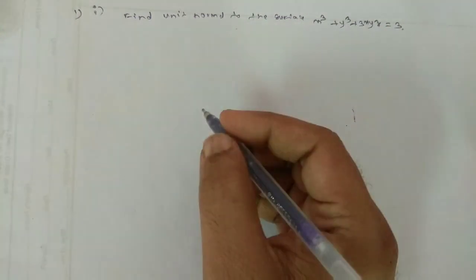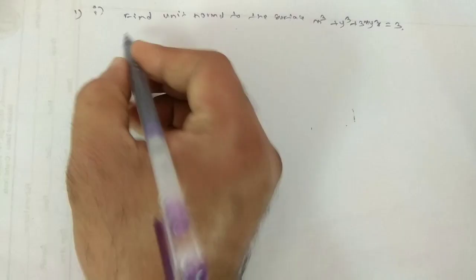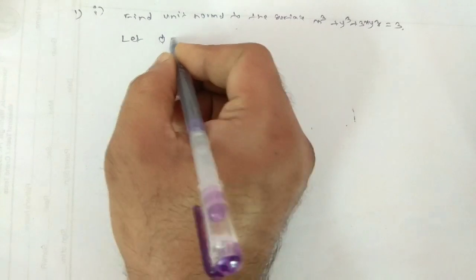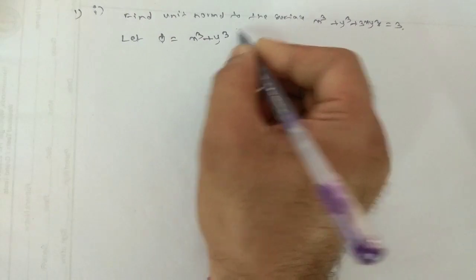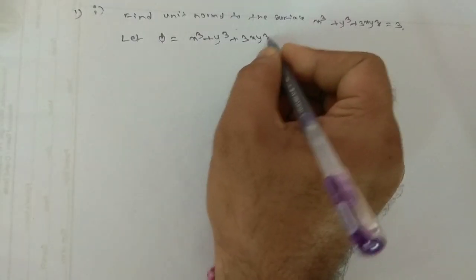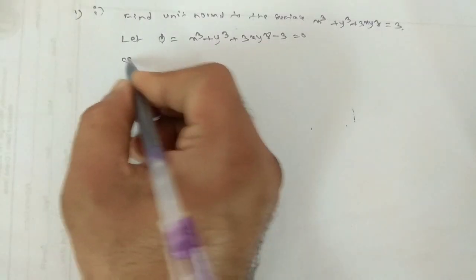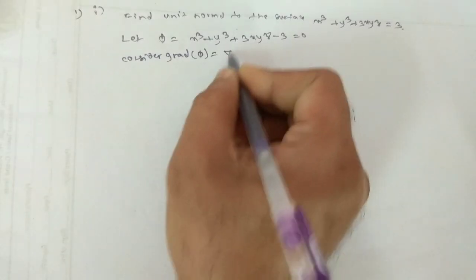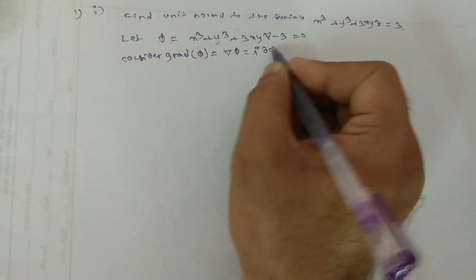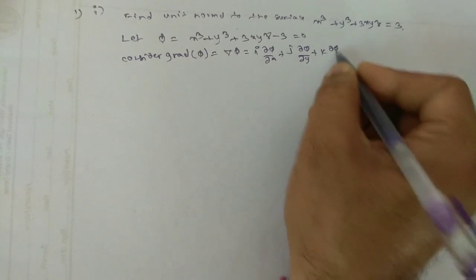But in order to get your unit vector, definitely we need a vector. Is there any vector given here? No. First, you convert the given equation into a vector. So let you start with some phi equal to the given x cube plus y cube plus 3xyz minus 3 equal to 0. Now, in order to convert into a vector, consider the gradient of phi, which is del phi, which is i dou phi by dou x plus j dou phi by dou y plus k dou phi by dou z.